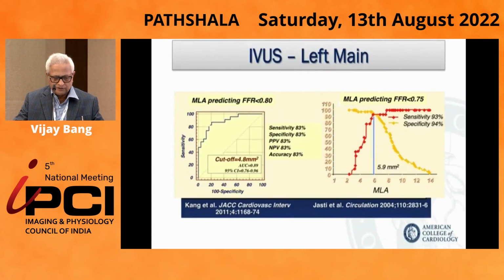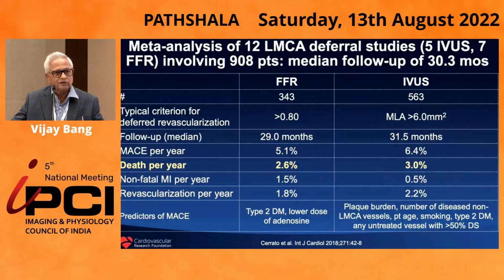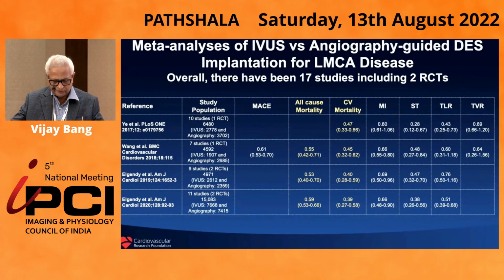Then we have IVUS in left main against FFR, which has shown that an FFR of 0.75 tallies with an IVUS of 6 millimeter squared only in left main. In non-LMCA lesions, it doesn't tally that well. So we have an algorithm to follow to say that the left main is ischemic based on the IVUS study and do a PCI. And if we do the PCI based on FFR or IVUS, the death difference is numerically a little less in IVUS versus FFR guided, but statistically not significant.